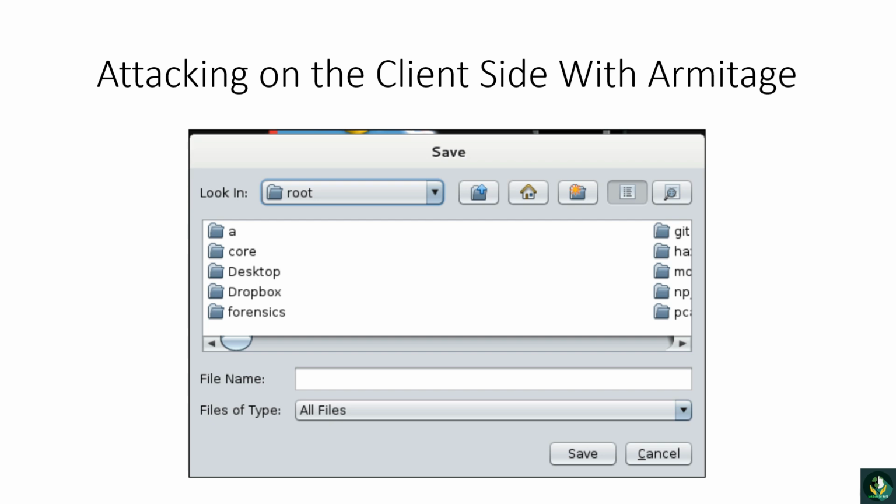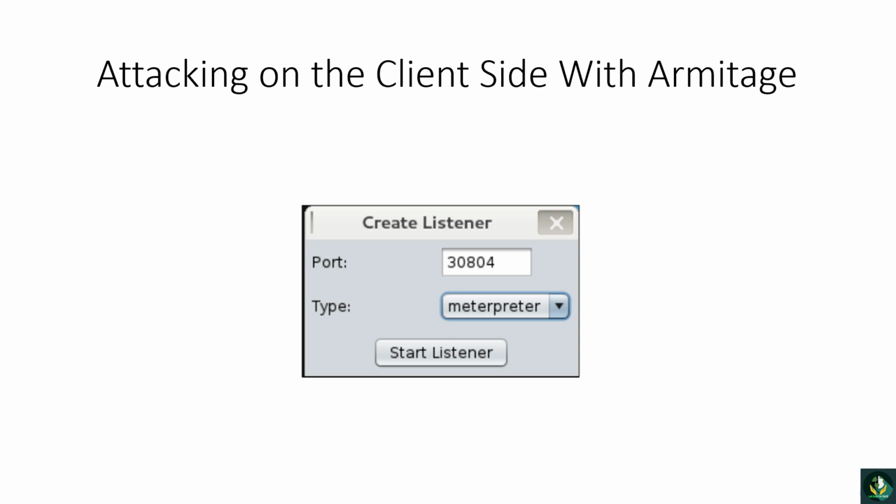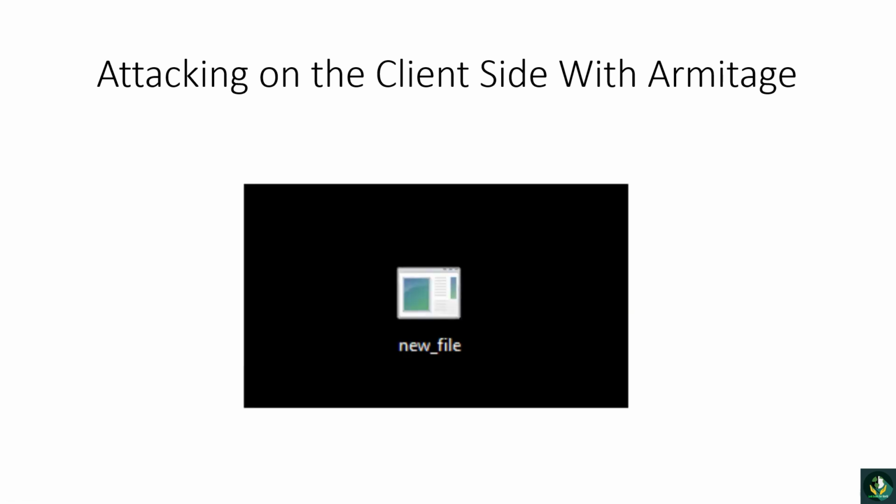In order to create a listener, navigate to the Armitage tab and select Listeners, and this will generate a pop-up like this that asks for the port number and the type of the listener. We'll use port 30004 and type Meterpreter, because we are using a reverse shell as Meterpreter TCP. Just enter the port and type Meterpreter, then click Start Listener. Now send the file to the victim. As soon as the victim executes this file, we will get access to the system.